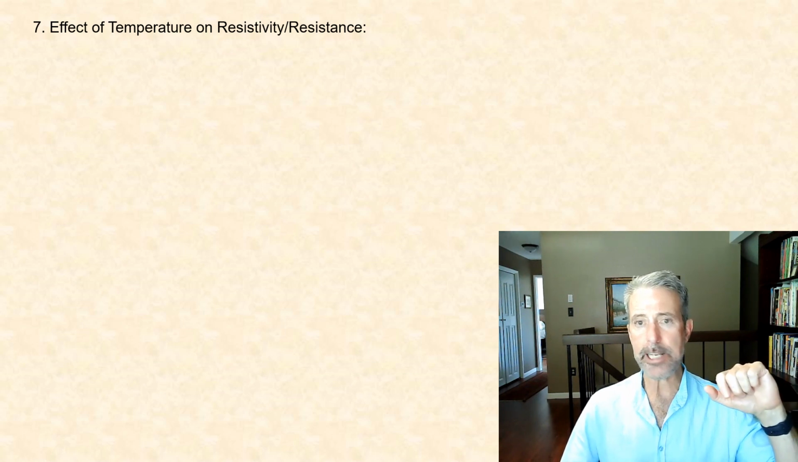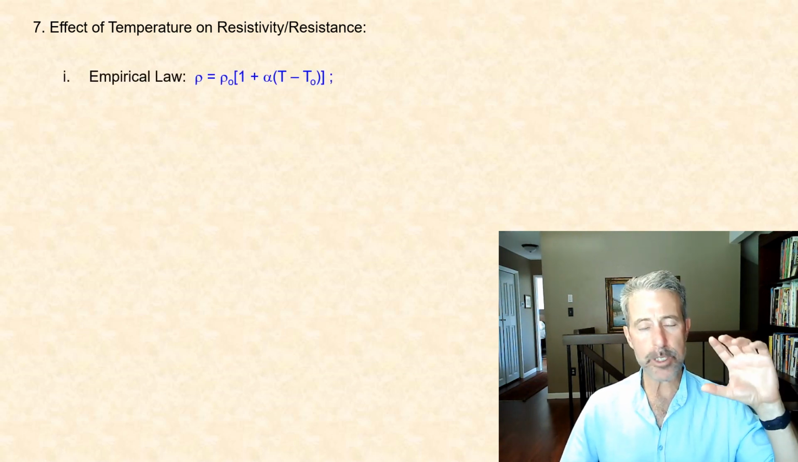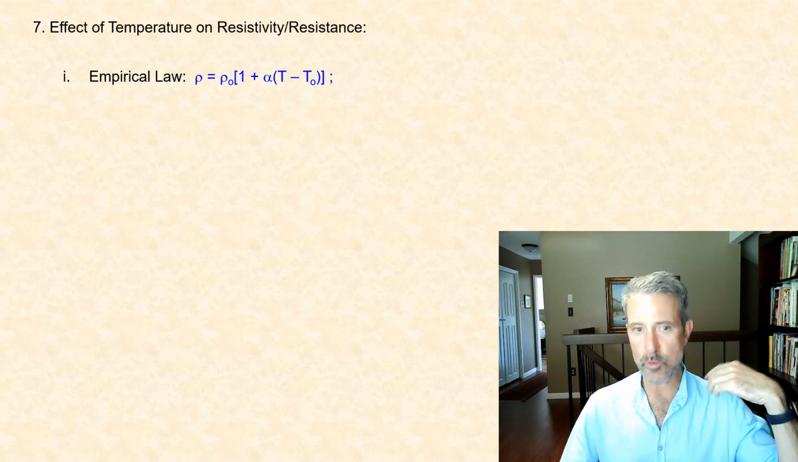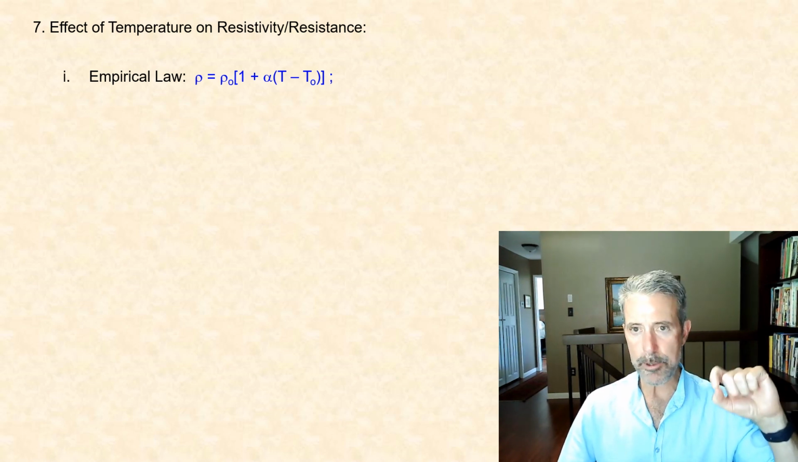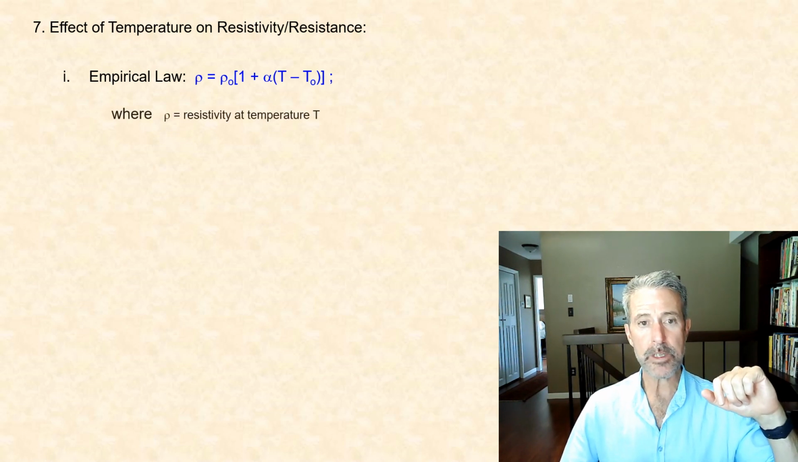In a previous slide, we talked about the various factors that affect the electrical resistance in a wire, namely the length of the wire, the cross-sectional area of the wire, as well as the resistivity of the wire. But we didn't talk about the effect of temperature upon both resistance and resistivity. So that is what we're going to take a look at now. And it turns out there is an empirical law that relates the resistivity of a material to temperature. And it looks something like this.